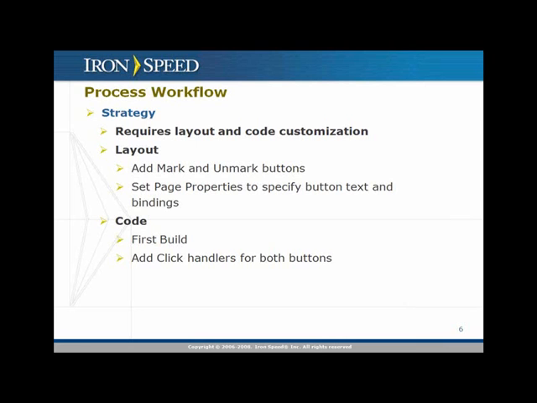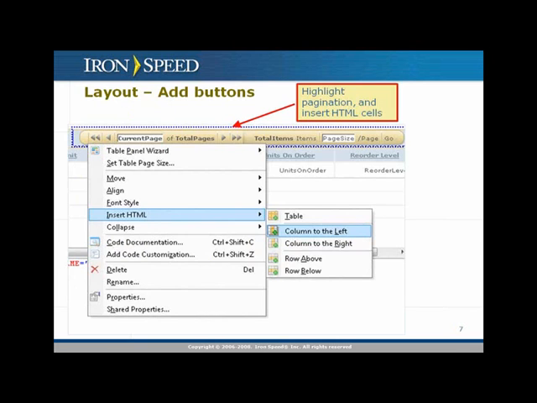On the code side, once we add the buttons, we need to first do a build so that new functions are added for the 2 buttons. Then we will override the click handlers for both buttons in order to handle the click and make the changes we need to make for setting the discontinued flag one way or another. The first thing we're going to do is insert the button.